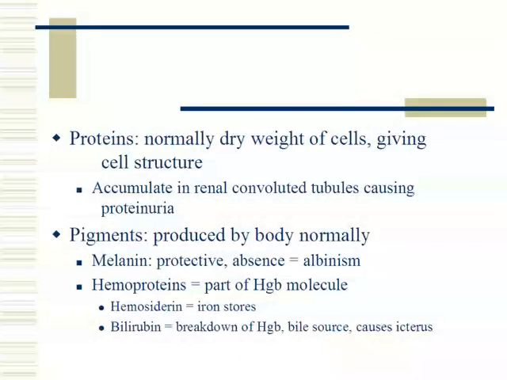Hemoproteins are part of your hemoglobin molecule. Hemo meaning blood, so they're blood proteins. Hemosiderin are your iron stores. Bilirubin is from the breakdown of hemoglobin. It is your bile source. It's broken down in the liver and then stored in the gallbladder, your bile. And when you have too much of it, you get jaundiced. And jaundice is icteric or icterus.